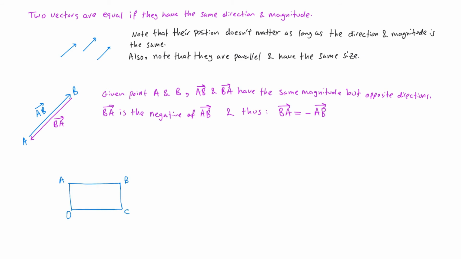Let's look at an example here. Here we have a rectangle ABCD, and we can write that vector AB is equal to negative BA, which is equal to vector DC and negative CD. And if we look at the other sides, we can say that vector AD is equal to negative DA, which is equal to vector BC, and that is equal to negative vector CB.